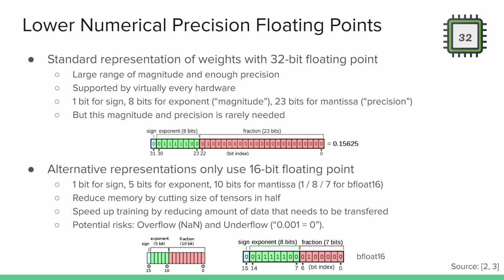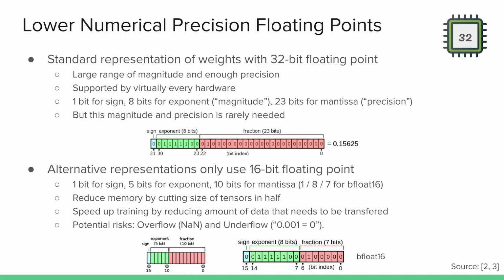Turns out that that precision and those magnitudes are rarely needed for machine learning situations. So instead of using 32-bit floating point, we can actually just use 16-bit floating point. So we use 1 bit for the sign, 5 bits for the exponent, and 10 bits for the mantissa. Alternatively, 1, 8, and 7 respectively for bfloat16. So there are different ways you can split those available 16 bits for your case.